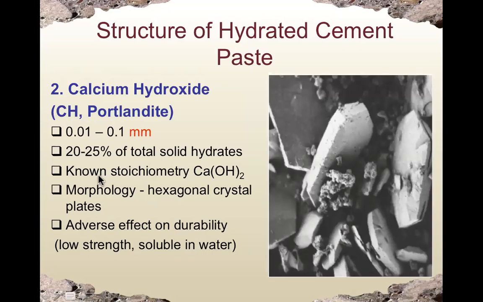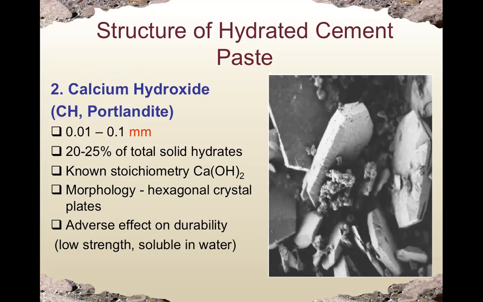The second one is calcium hydroxide, or CH. This is also one of the hydration products of C3S and C2S. It is a well-defined crystal material. The size is much bigger, 0.01 to 0.1, this is millimeter, not micrometer. It takes about 20 to 25% of the total solid volume.